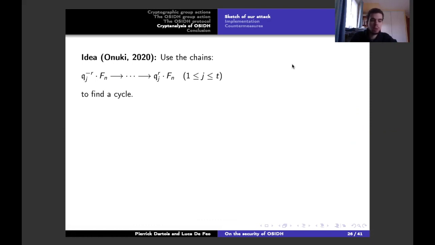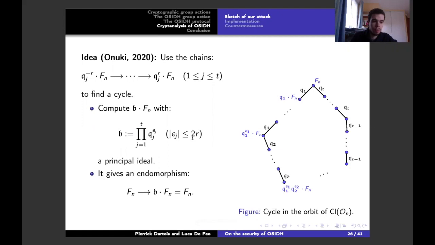An idea introduced by Onuki is to leverage those chains to find a cycle in the isogeny graph, or put in other words, an endomorphism. To do that, we have to find a principal ideal that is easily expressed as a product of the QJ with short exponents, and then compute the action by such an ideal. As we saw when we introduced the group action, a principal ideal corresponds to an endomorphism, or put in other words, a cycle in the orbit of the ideal class group.